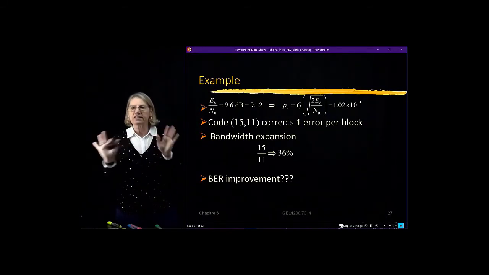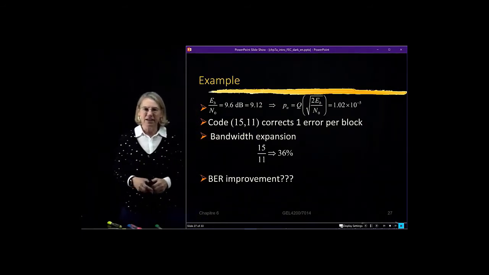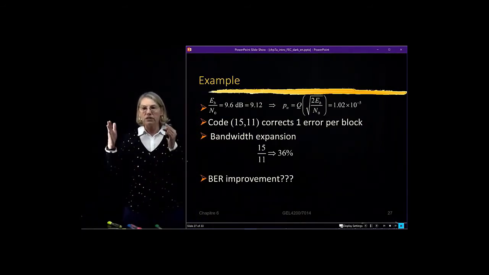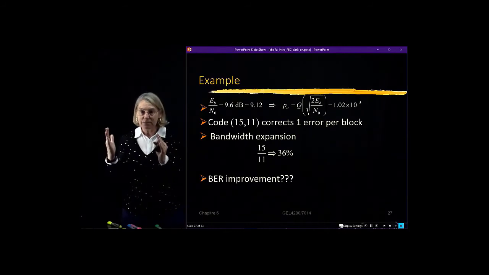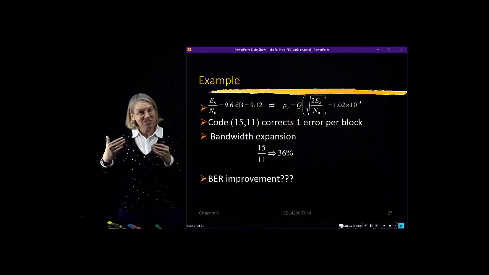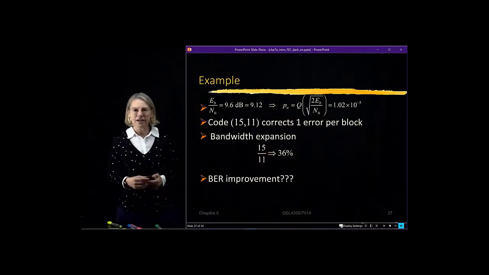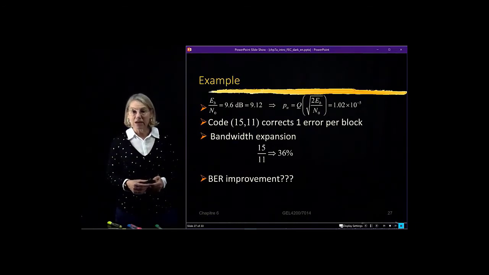Okay, so let's just take these numbers. What does that mean? Well, first of all, there's the bandwidth expansion. When I would normally only have to send 11 data bits, now I have to send 15 bits. So I have to send it faster. If I send it faster, it takes up more bandwidth. So there's like a 36% increase in the bandwidth.